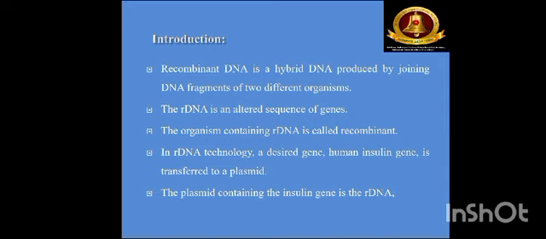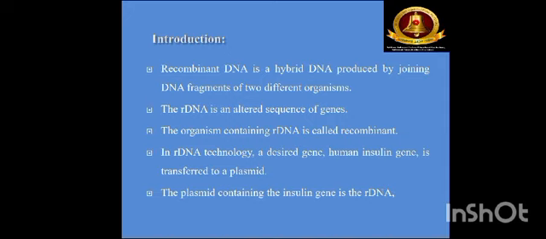the second step is isolation of DNA, that is, isolation of the plasmid. A plasmid acts as a vector. A plasmid is a circular double-stranded DNA found in the bacterial cell.